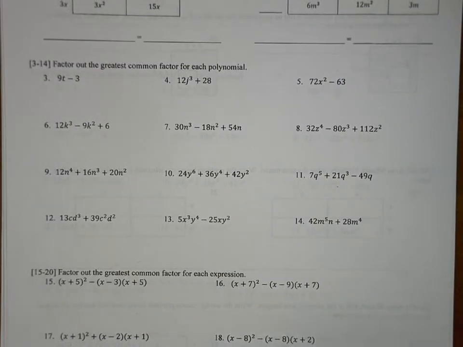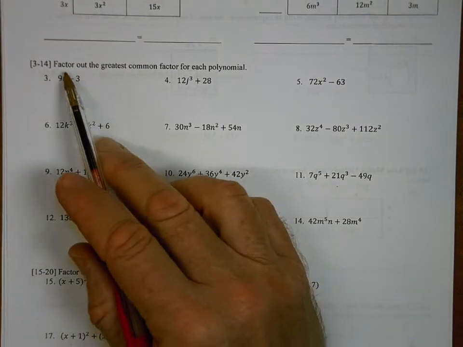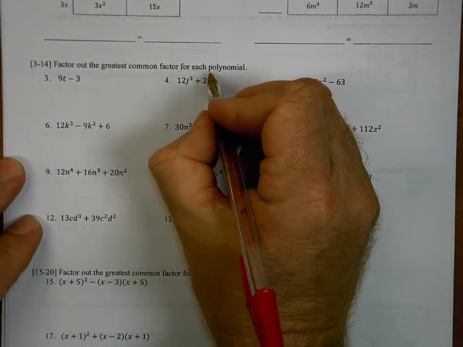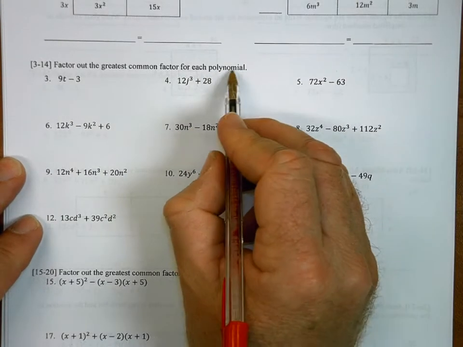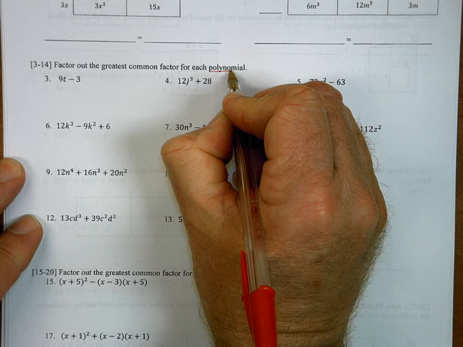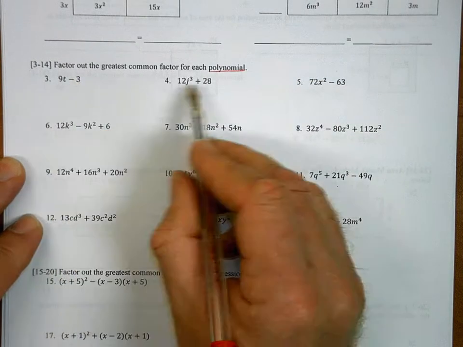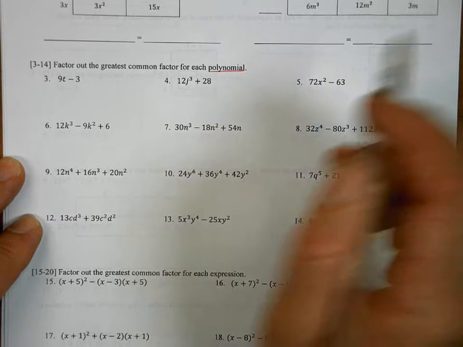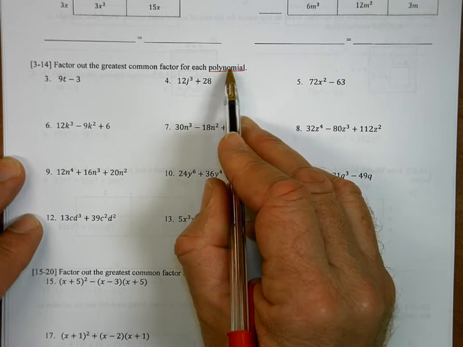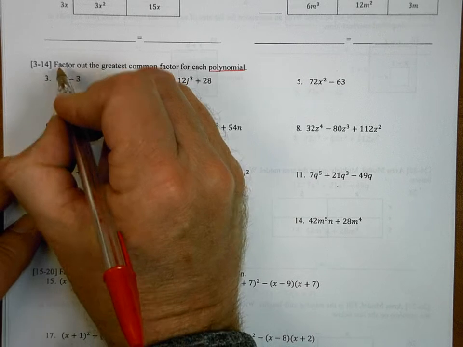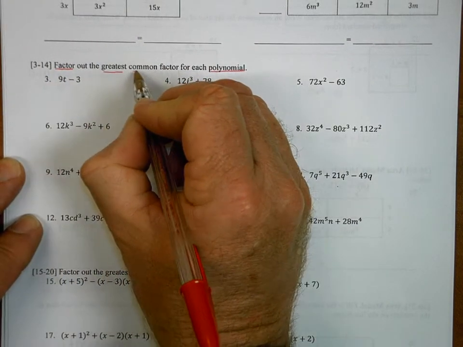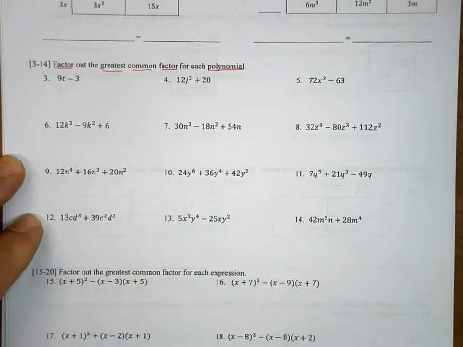Okay, so number 3. If you notice, for numbers 3 through 14, the instructions say factor out the greatest common factor for each polynomial. Okay, so the key is right here. Don't get caught up in some of the instructions. We already know what a polynomial is. All this is saying is that each one of the problems we're going to do is a many-termed mathematical expression. Remember, poly means many, nomial means terms. What we're going to be doing is factoring out the greatest common factor. Okay, so here's how we do it.